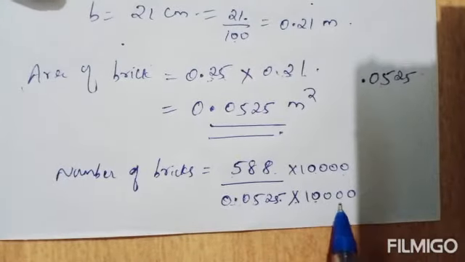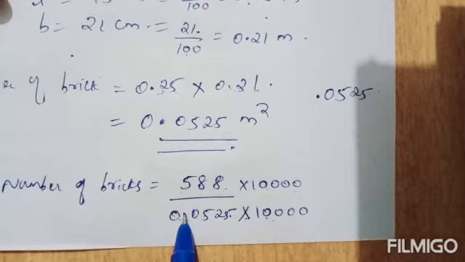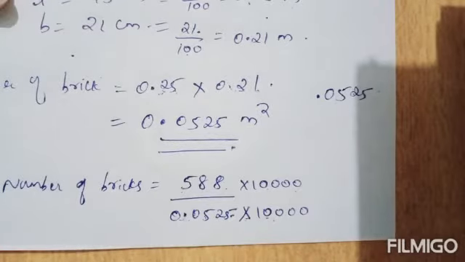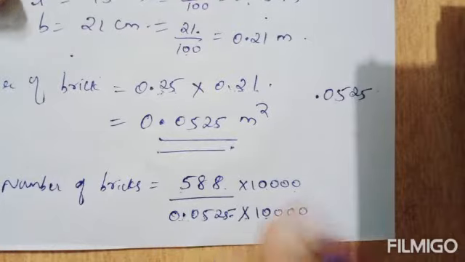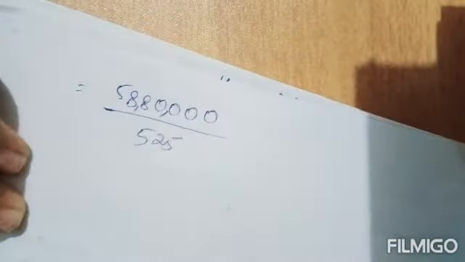Now, 0.0525 into 10,000. Multiplication by 10,000, so the decimal point will move 4 places to the right. Here is the decimal point, and after it there are 1, 2, 3, 4 places. Here will be the new decimal point. So you will get 00525, which means 525.